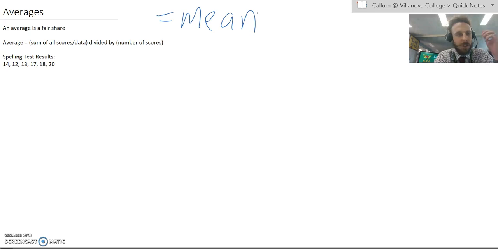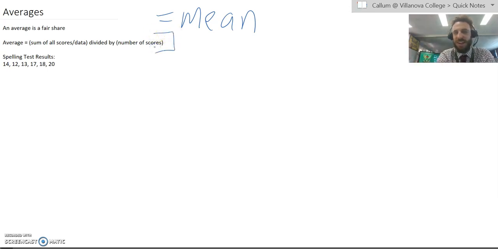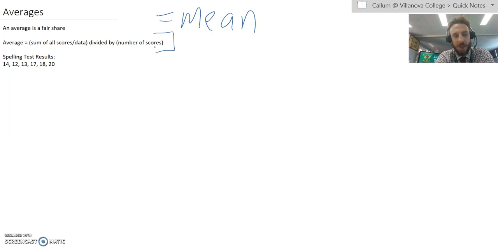So you can see by the definitions, an average is a fair share, which means we need to use division to work out our averages. And I like this little formula here because it tells us exactly how we go about calculating averages. So if you add up and find the sum of all the scores of all your data, and then you divide it by the number of scores or the number of points of data that you have, then you find the average. So as a first example, I've got here some spelling test results.